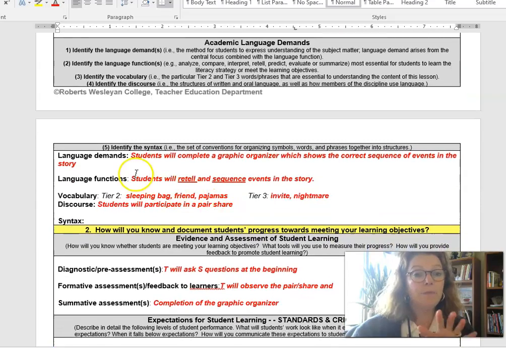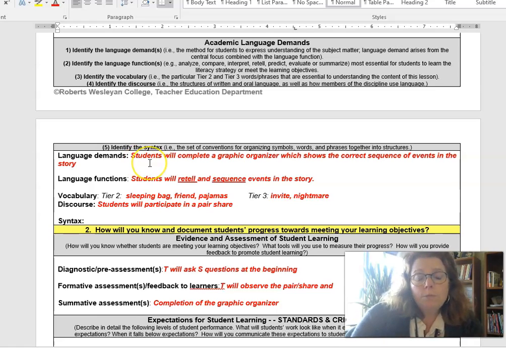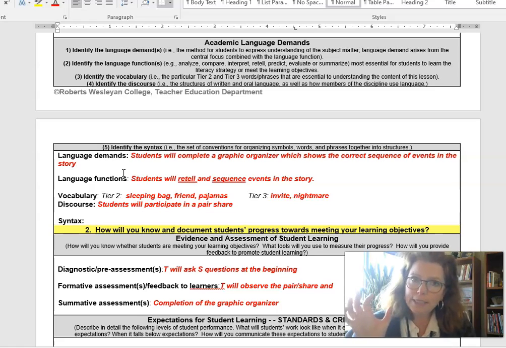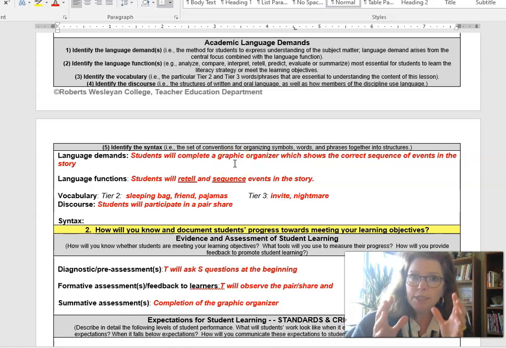Academic language demands. Some of you are still having trouble with this. This is the example. The academic language demand is the idea of how students are going to demonstrate that they really understand what you're talking about. So here I have students will complete a graphic organizer which shows the correct sequence of events in the story. Language function, these are the words, the academic words that students will be able to use. Underline them so it's clear you've covered them. Students will retell and sequence. It could be students will summarize. Students will outline. They're just the actual vocabulary words that the students will do.